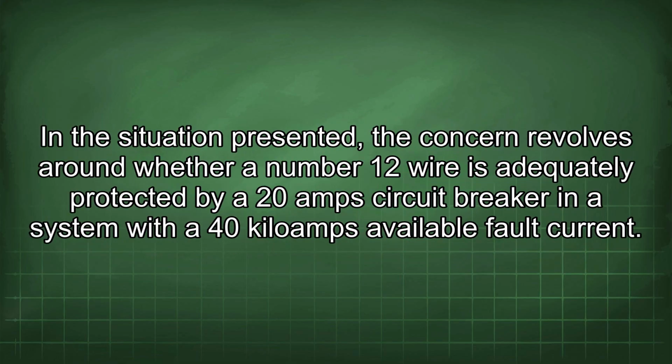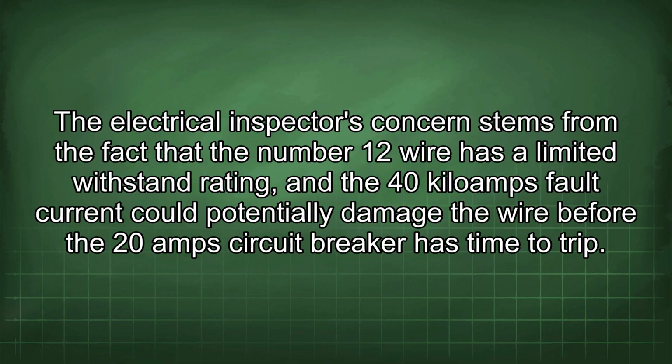In the situation presented, the concern revolves around whether a number 12 wire is adequately protected by a 20 amp circuit breaker in a system with a 40 kA available fault current. The electrical inspector's concern stems from the fact that the number 12 wire has a limited withstand rating, and the 40 kA fault current could potentially damage the wire before the 20 amp circuit breaker has time to trip.